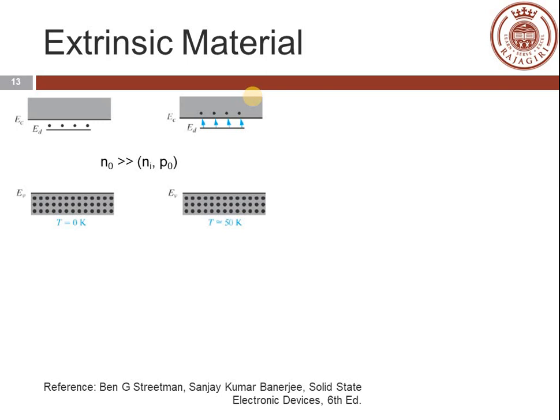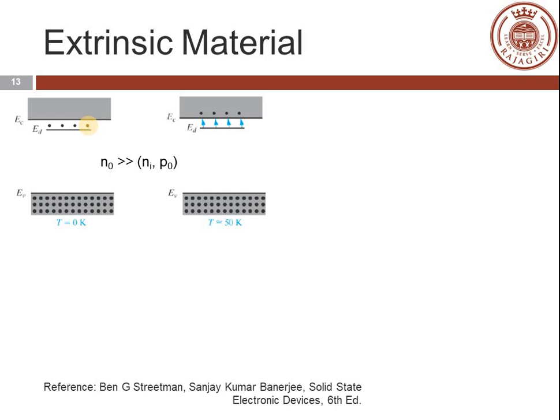The left hand side is the band diagram at T equal to 0 Kelvin, and the right hand side is the band diagram at temperature T equal to 50 Kelvin. Now when we add donor atoms, a new energy level which is called E_D will be created near the conduction band of the semiconductor. This E_D will contain electrons, or this E_D will be fully filled.